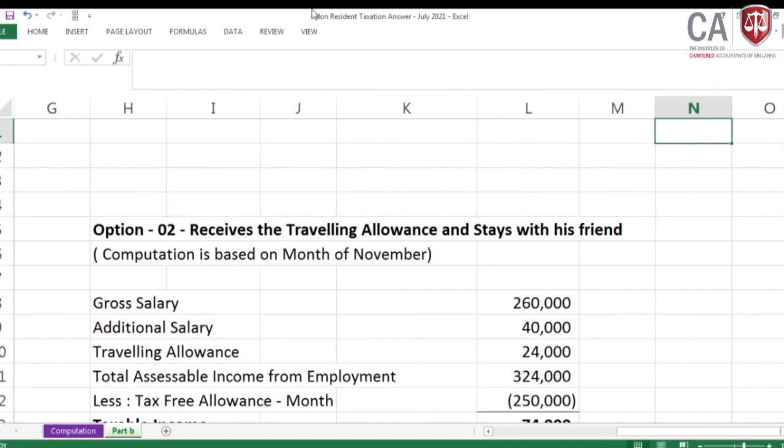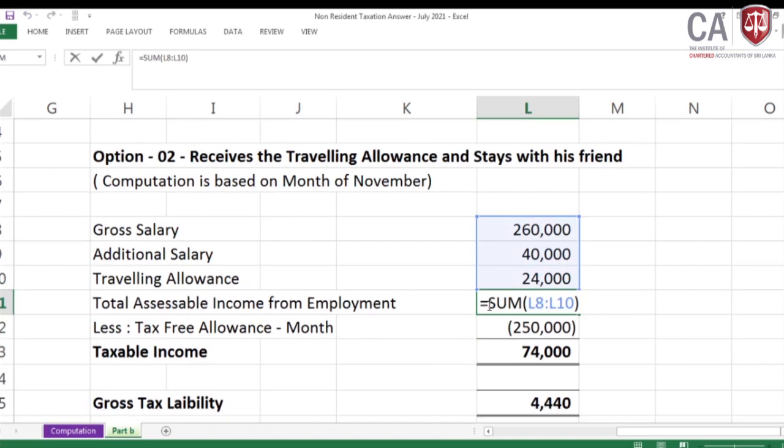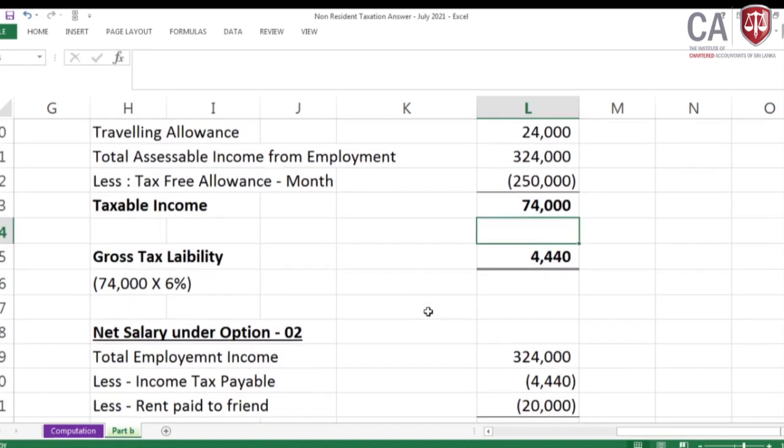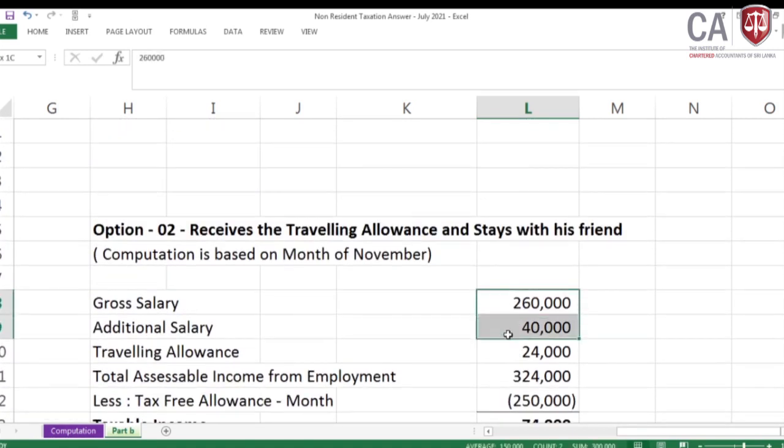Then the next one, option 2, receives the travelling allowance and stays with his friend. The gross salary is 260,000, additional salary 40,000, same. Now additionally he is receiving rupees 24,000 as a travelling allowance, no housing benefits. Total assessable income from employment is a summation of these three. Tax free allowance is the same, a relief of 250,000 per month, as I have explained. Taxable income is 74,000, gross tax liability at the rate of 6% is 4,440.